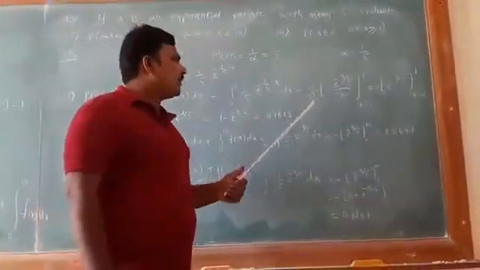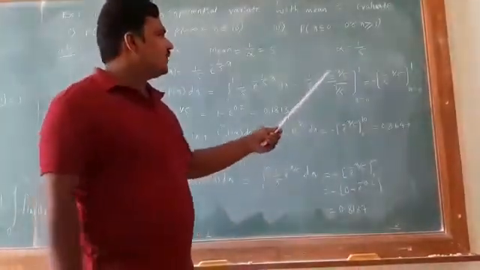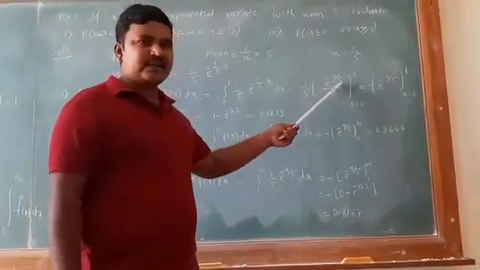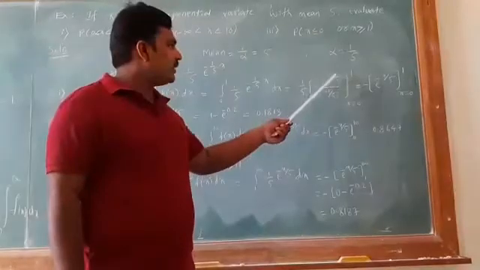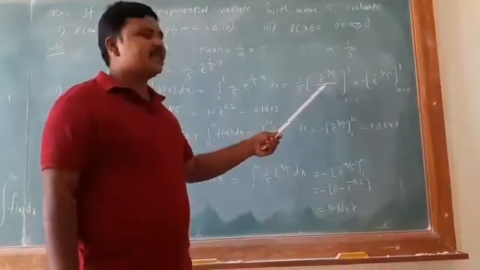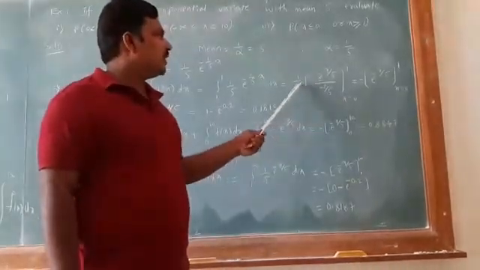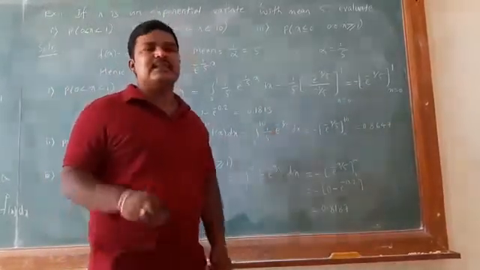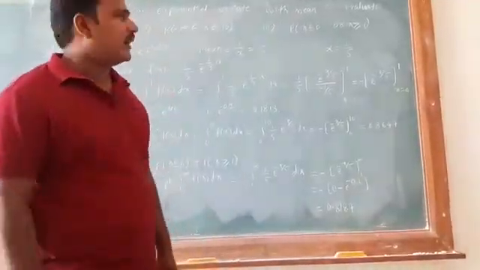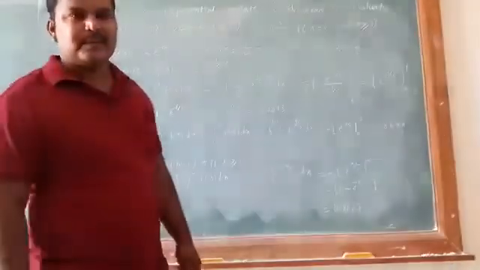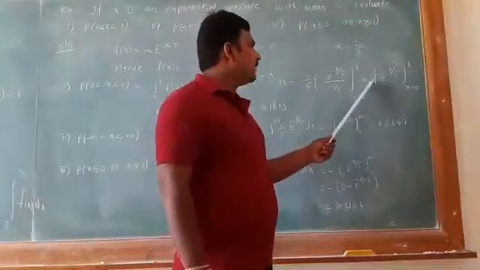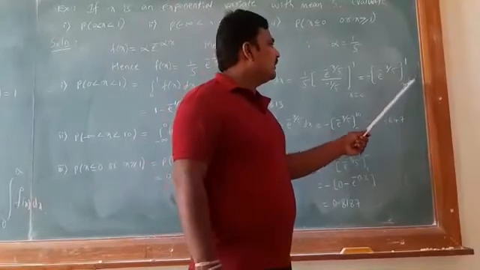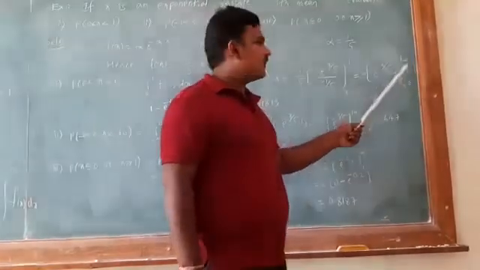Integration of e raised to minus 1 upon 5x is e raised to minus x upon 5. What is the x coefficient here? Minus 1 upon 5, divided by minus 1 upon 5. So 1 upon 5 and 1 upon 5 get cancelled, the negative sign remains, and the remaining is e raised to minus x upon 5. Then put upper limit minus lower limit. Here the negative sign is there, so you can take the reverse of these limits. It is 1 to 0.